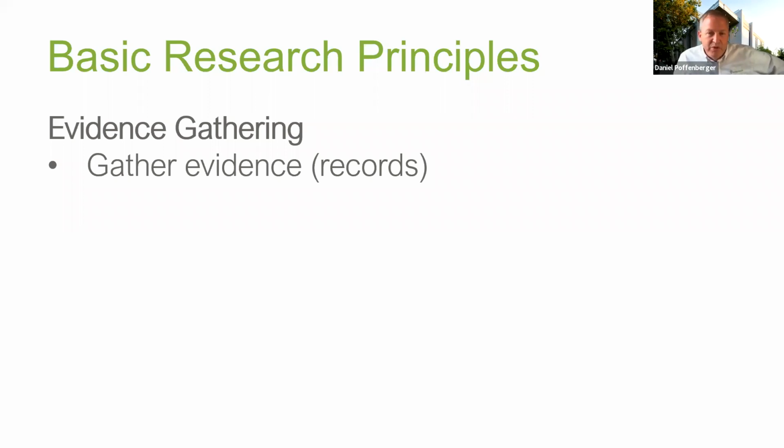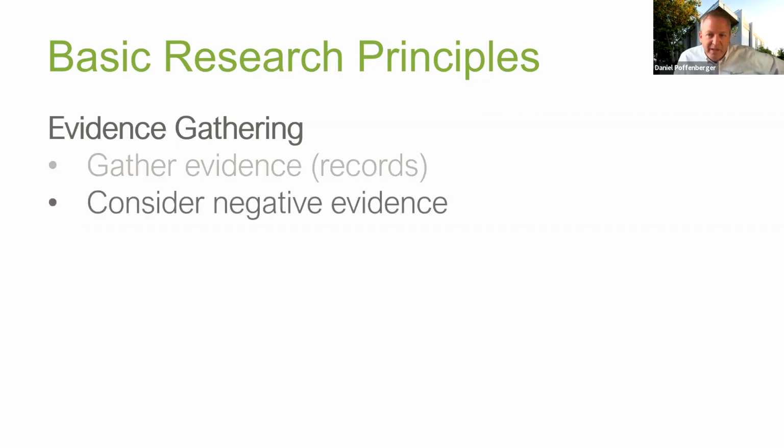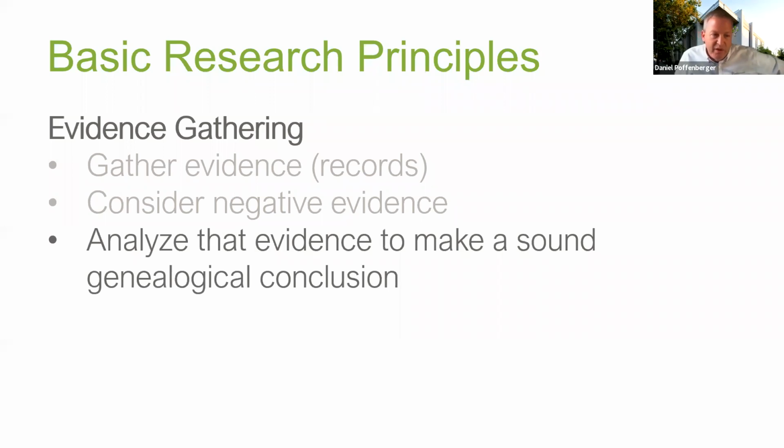And really what we're doing when we're researching is gathering evidence, which is in the form of records. Many times records will have issues that throw us off just a little bit. In the process, we need to consider negative evidence, the lack of someone perhaps out there to provide an alibi. We need to analyze this evidence so that we can reach a sound genealogical conclusion.